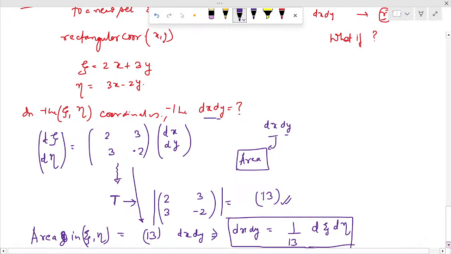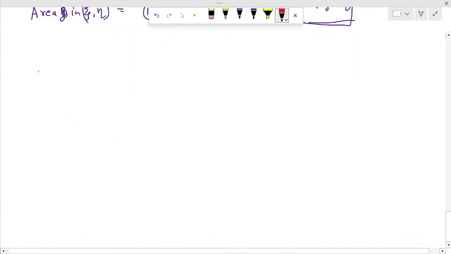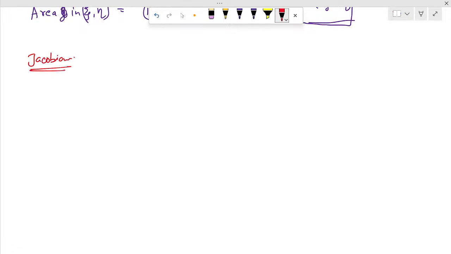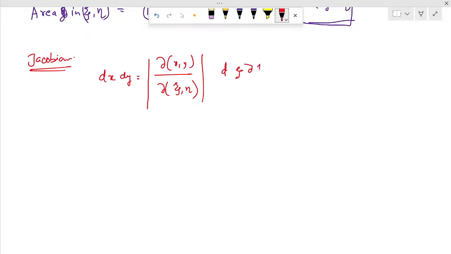If you don't know this way, and if I want you to know the Jacobian matrix, here it is. Whenever you have to change from one coordinate system to another, let's say if I have dx dy, I use something called a Jacobian matrix, and I'm going to write it in a way that you should remember. This is the Jacobian determinant I'm using. I'm going to write the matrix also, don't worry. This particular thing is called a Jacobian. It relates one coordinate system to another coordinate system.